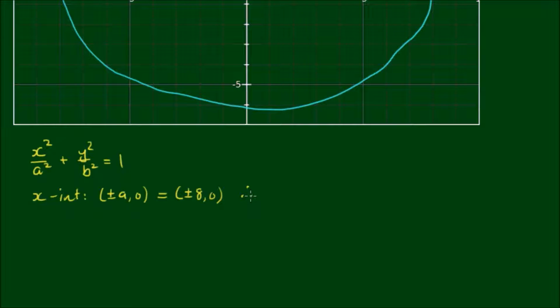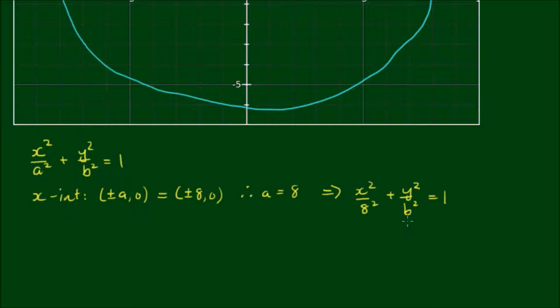So as always, we start with the standard form of the ellipse, which is x squared on a squared plus y squared on b squared equals 1. And one set of vertices are the x-intercepts, which are given by positive and negative a, 0, and in this case we have positive and negative 8, 0. So therefore the value of a is equal to 8. So the equation for this ellipse so far is x squared on 8 squared plus y squared on b squared equals 1.